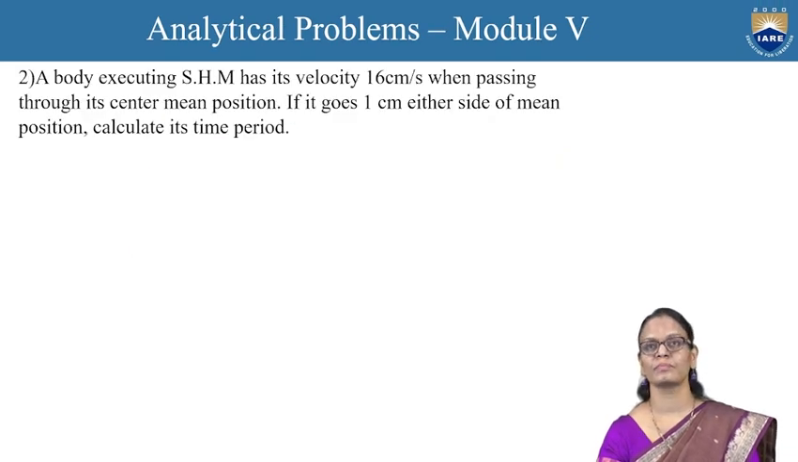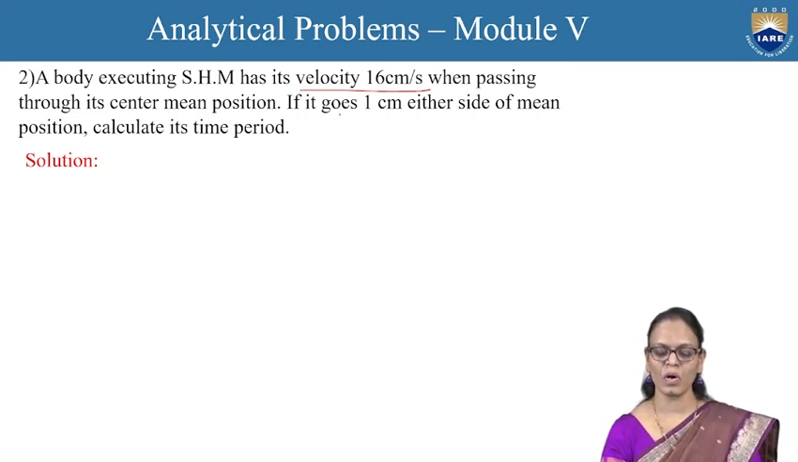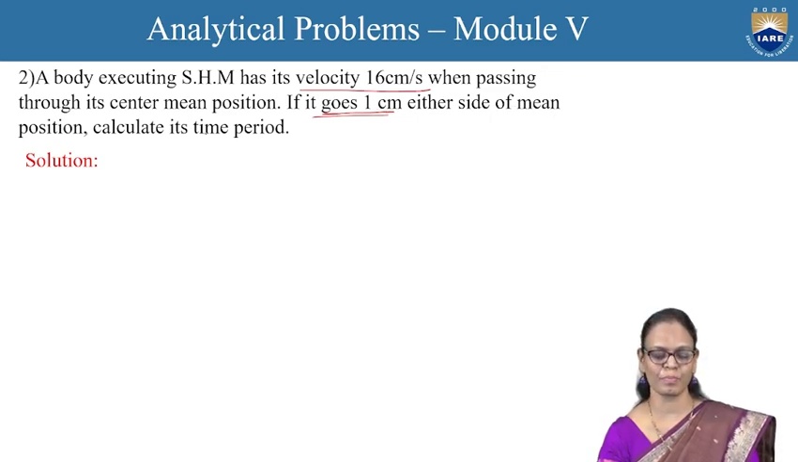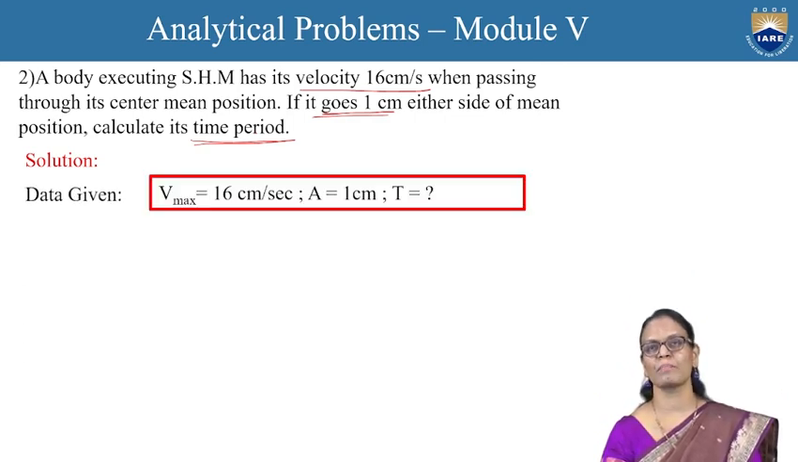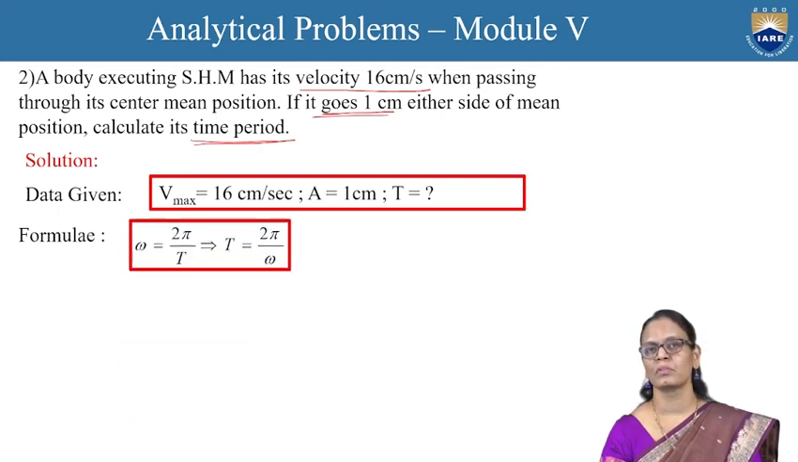Now the second one. A body executing simple harmonic motion has a velocity. So the velocity is given. It goes 1 centimeter on either side. So what is this? This is the amplitude, maximum displacement from the mean position. So 1 centimeter on either side of the mean position. Calculate the time period. We have to find the time period. So write the data given first. Vmax is given, A is given, T we have to find. Which formula we'll use? We know the formula for Vmax.